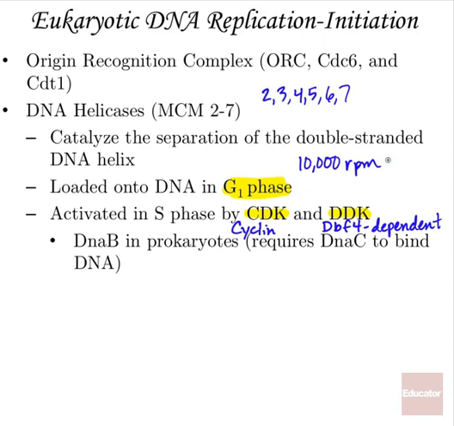All right, so if we're looking at the prokaryotic side of this, we have DnaB in prokaryotes being the helicase, and this is requiring DnaC to bind the DNA.